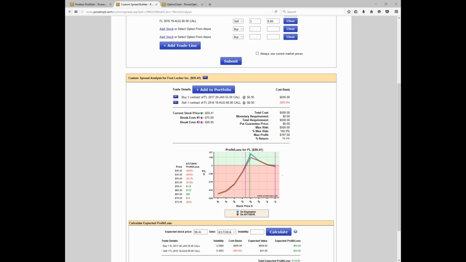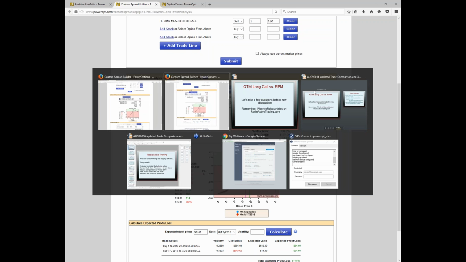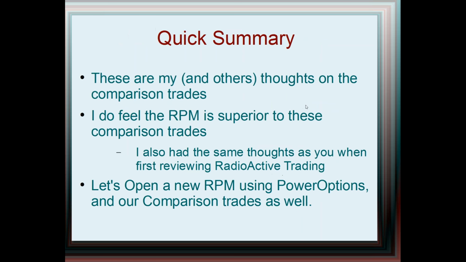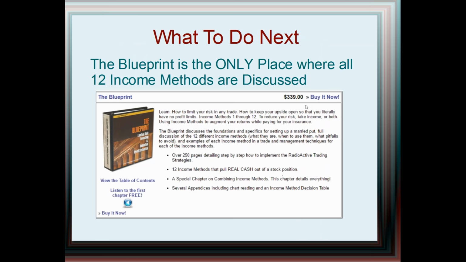Lloyd says, what happens when the stock trades sideways? Well, of the 12 different income methods that we do discuss in the blueprint, there are 3 income methods that you can use, of course, to apply in a neutral market. Income method number 8, income method number 7. I could try an income method number 6 if the profit and loss chart doesn't get too far out of whack. Those are all things that can be considered if it's neutral. I could also use income method number 3.